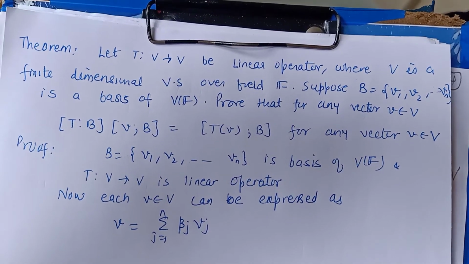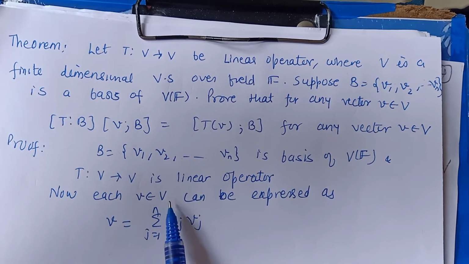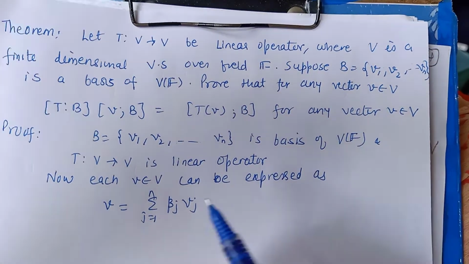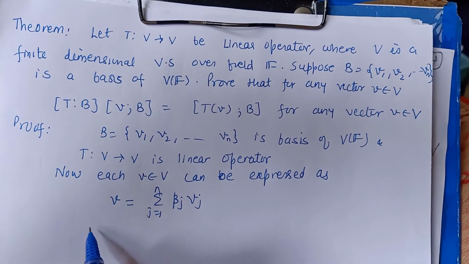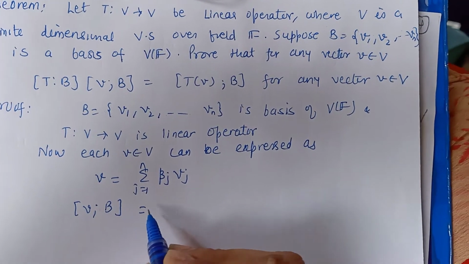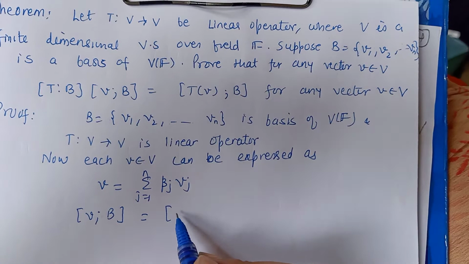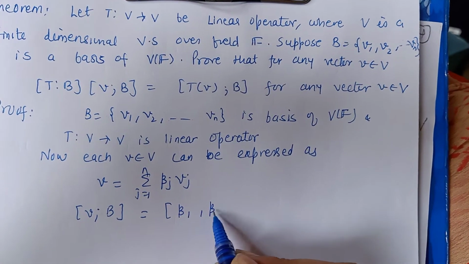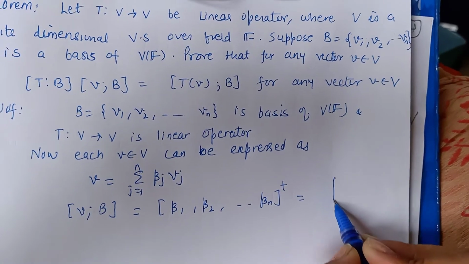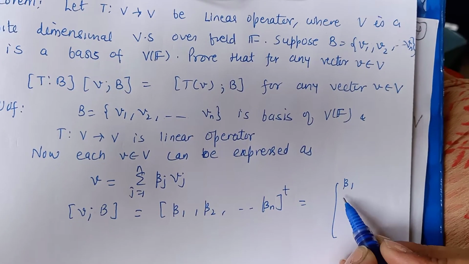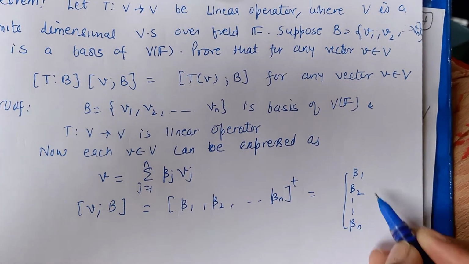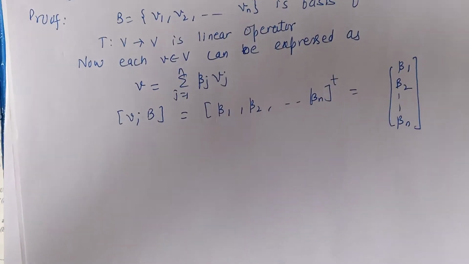So to start with, I am taking a vector from the vector space and writing it as a linear combination of the basis elements. So the matrix of V with respect to basis B would be the coefficient matrix beta 1, beta 2 up to beta n transpose, or we can write it as a column matrix beta 1, beta 2 up to beta n. Alright.